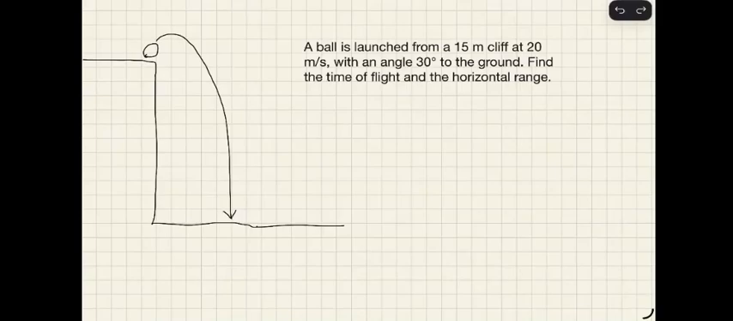I've written a word problem here to describe this motion. We have a ball launched from a 15-meter cliff at 20 meters per second with an angle 30 degrees to the ground. And we want to find the time of the ball's flight and the horizontal range.